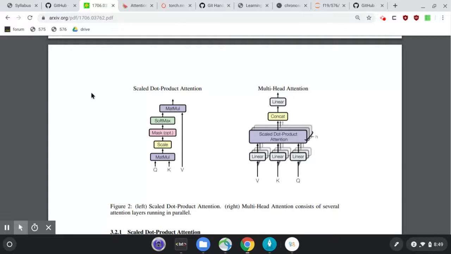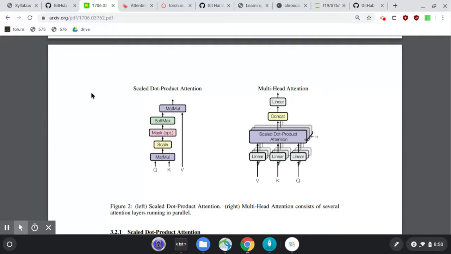And query is also a vector. Think of query as asking: I want to figure out what is the most relevant information now. That will be captured by the query part. It's like a vector which is asking what's the most relevant information in my input sentence and my partially output sentence so far. That's somehow captured by the query.